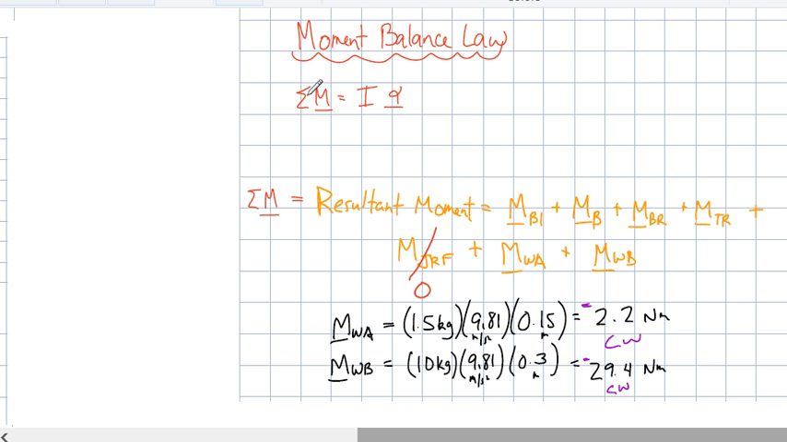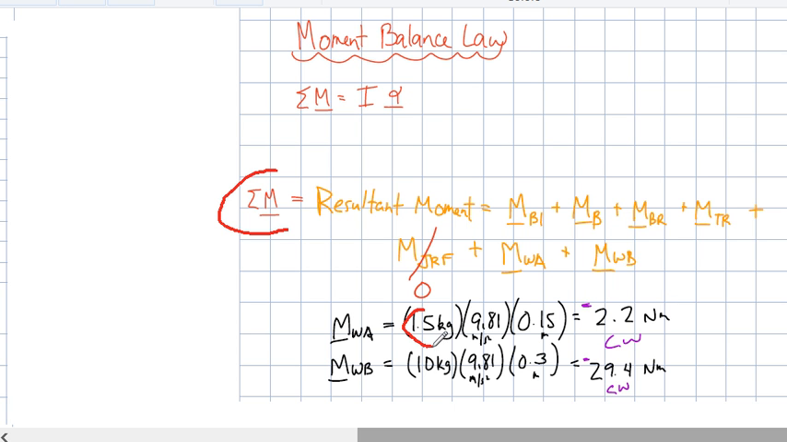Here's the moment balance law. The sum of the moments equals the mass moment of inertia I times the angular acceleration alpha. All the quantities on the left-hand side, that is, the sum of all the moments acting, is known. The only unknown in this problem is alpha, the angular acceleration. The mass moments of inertia are known.